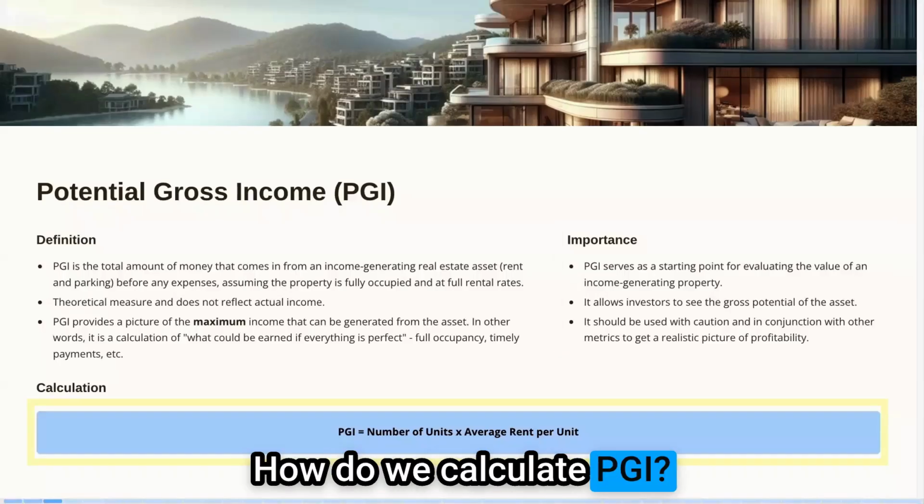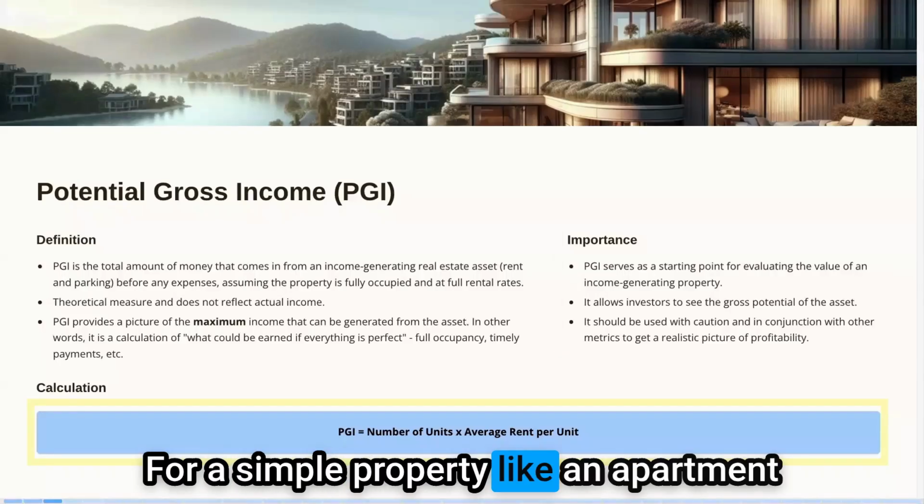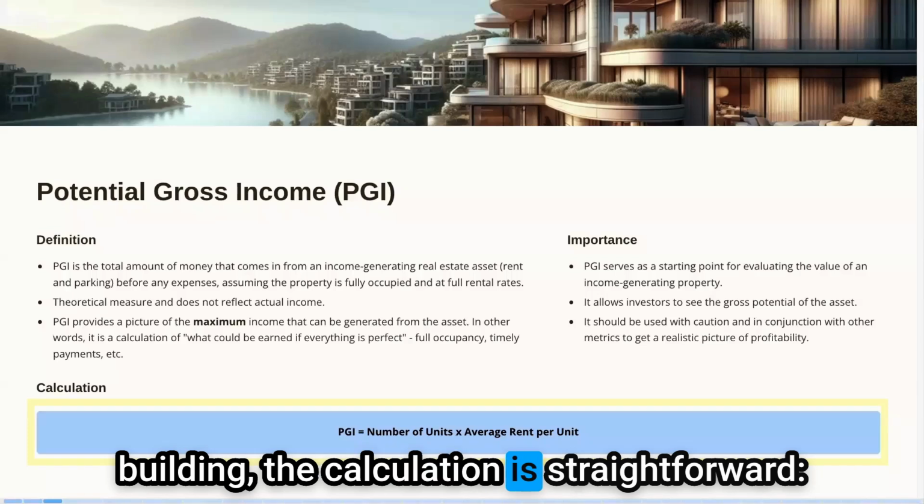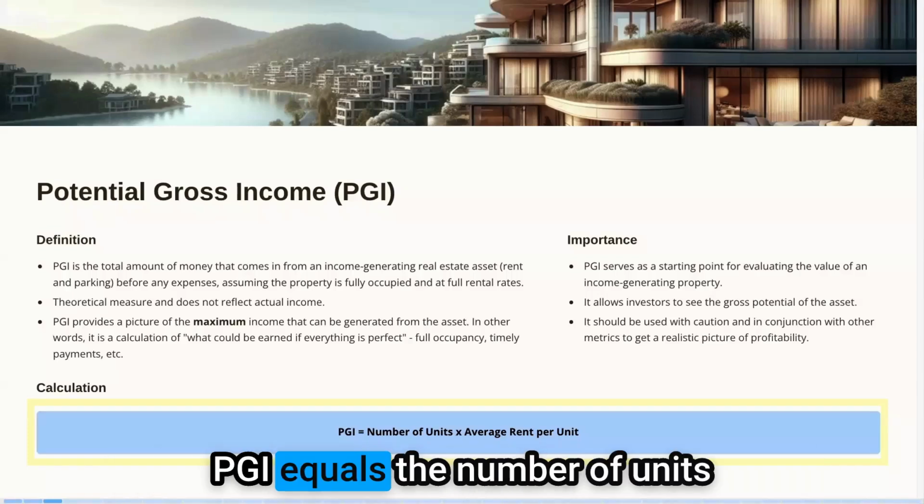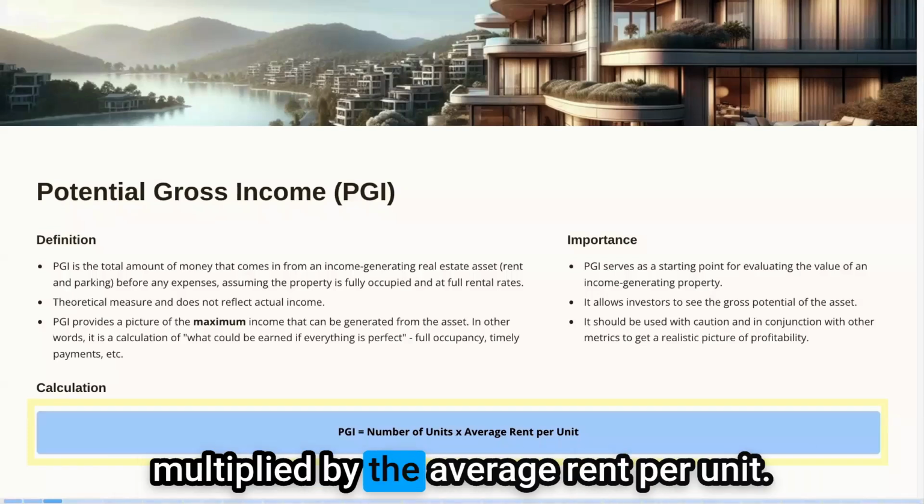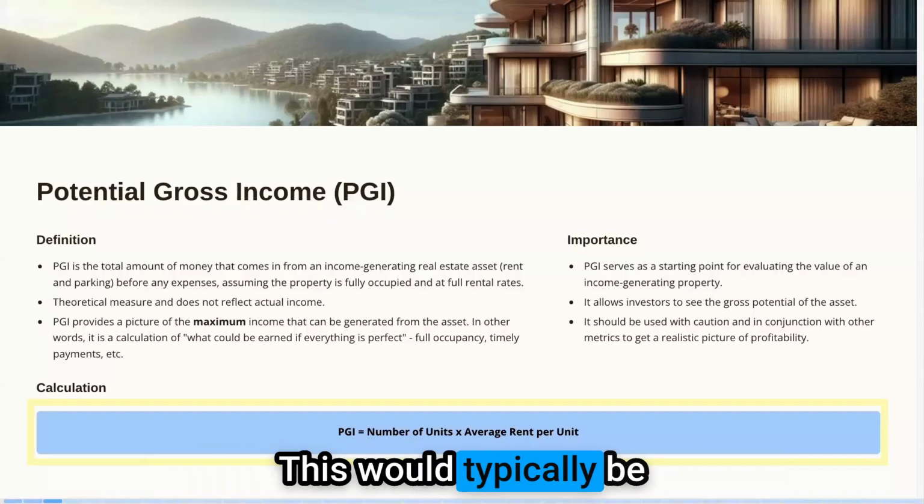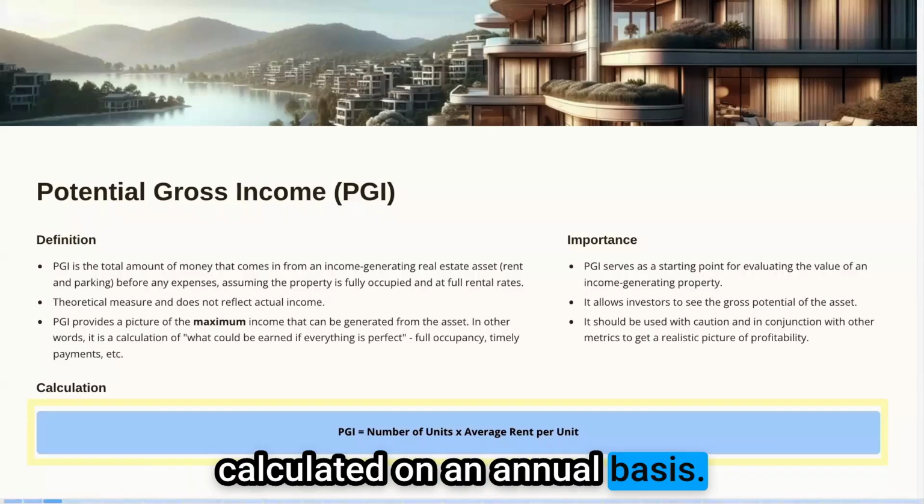How do we calculate PGI? For a simple property like an apartment building, the calculation is straightforward. PGI equals the number of units multiplied by the average rent per unit. This would typically be calculated on an annual basis.